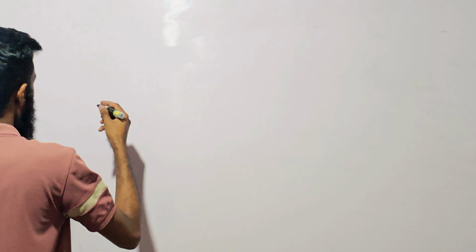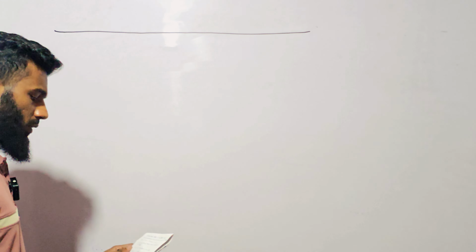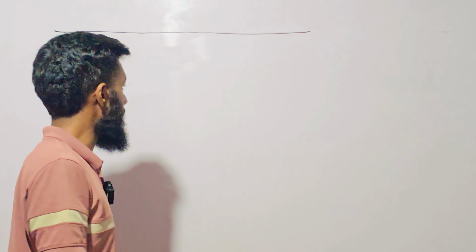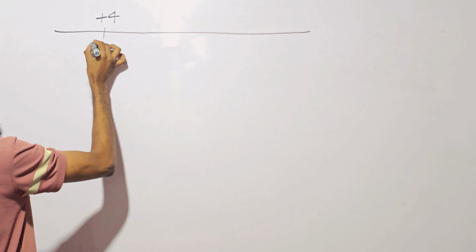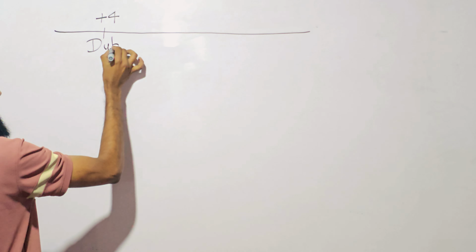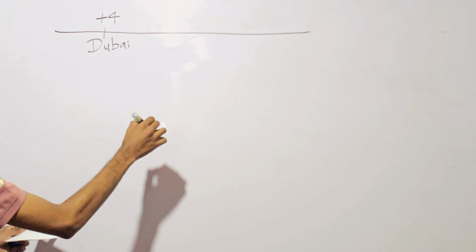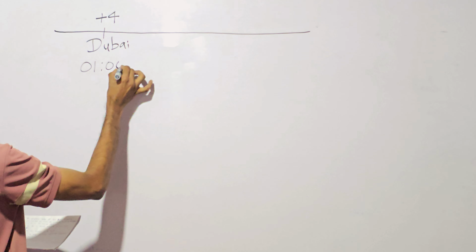Okay, you have to draw the number line to do this. So let me draw the number line. Right. So the countries are given. An aeroplane takes off from Dubai, located in the +4 time zone. So +4, I'm going to write +4 here. So the place is Dubai, and the time when the aeroplane takes off from Dubai is 1 p.m.